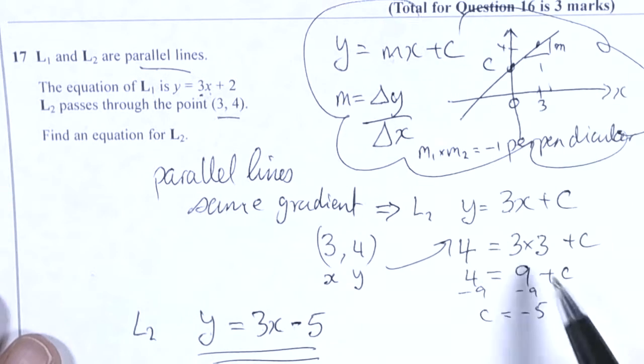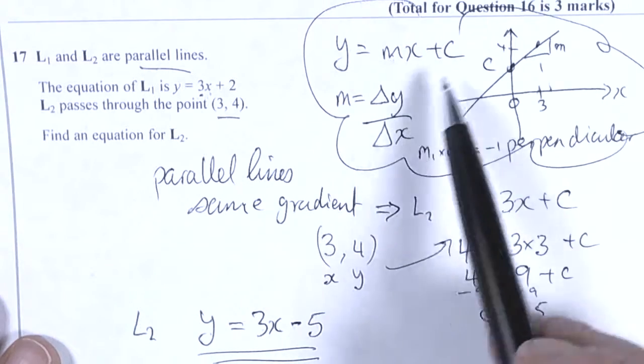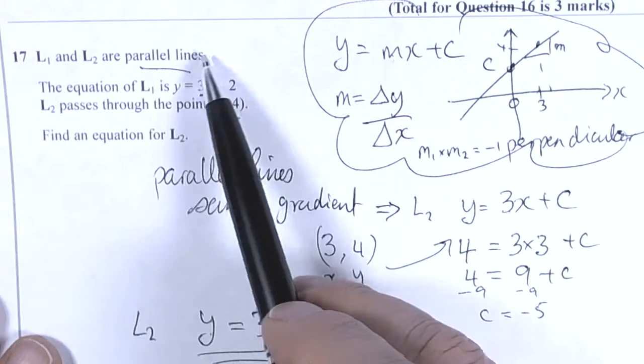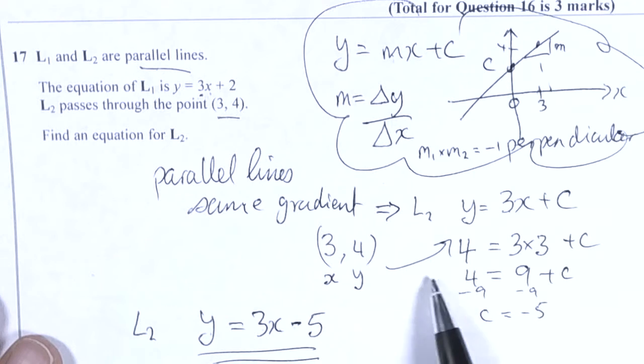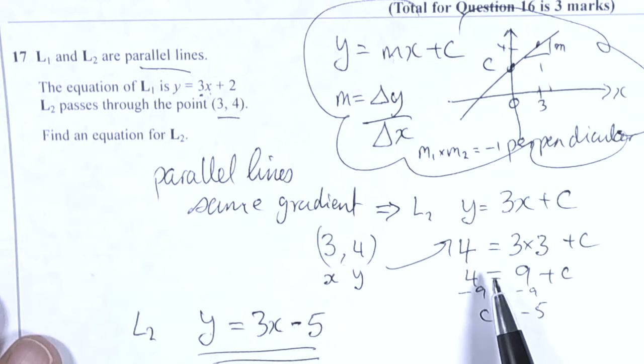So that's a reminder about using the equation of the straight line, understanding what parallel lines means, and then using a coordinate to find out a missing intercept value for c.